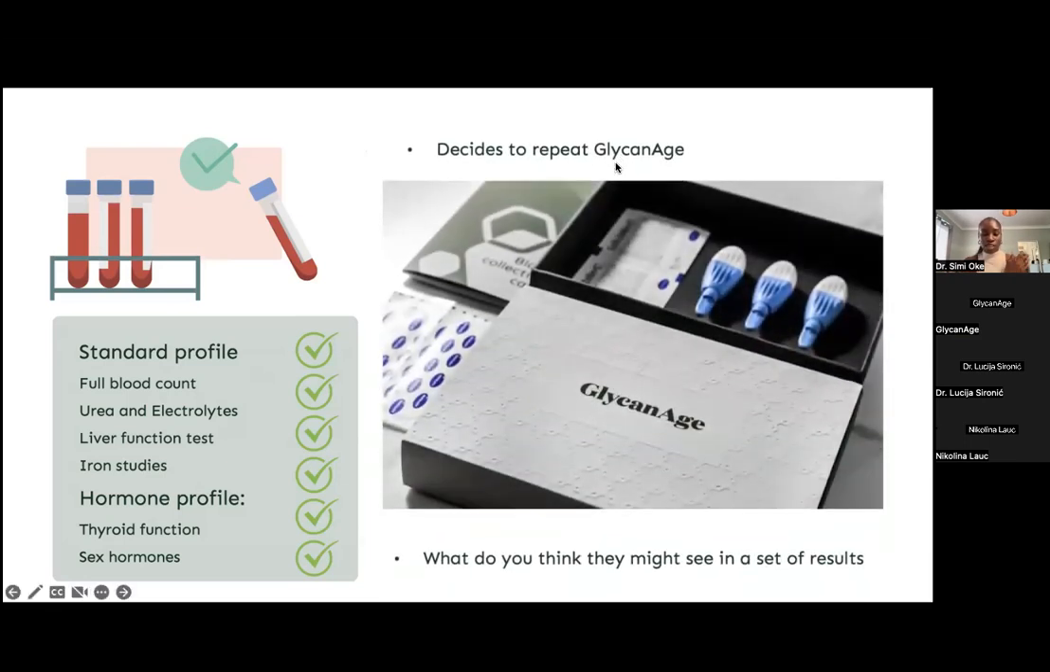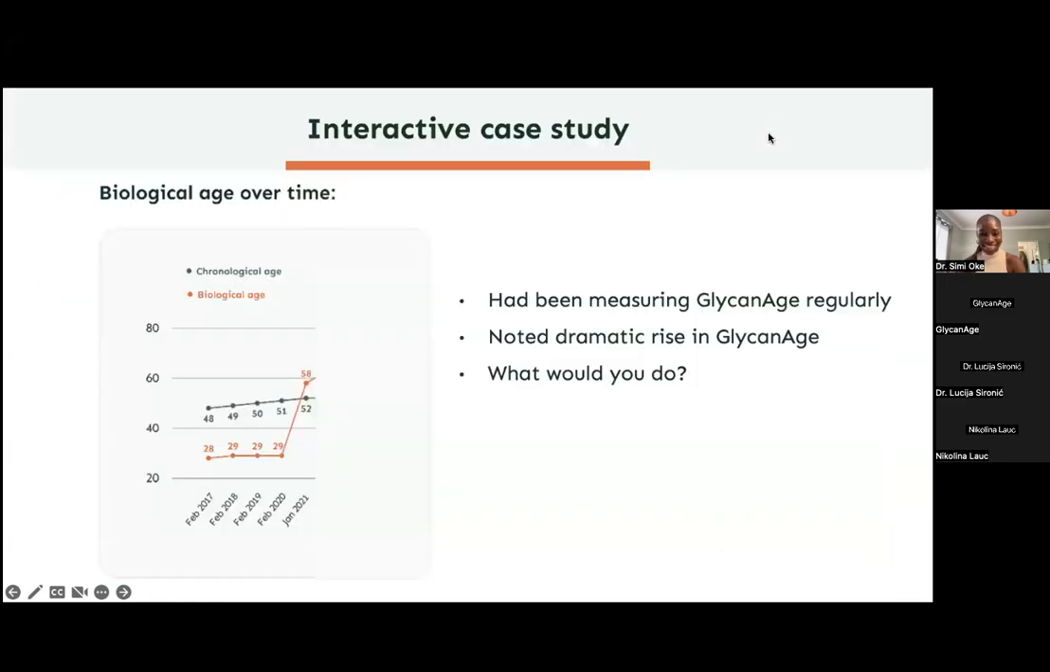So of course, this practitioner made a decision to do GlycanAge. This patient was already having their GlycanAge done. Feel free to put in the chat what you think the GlycanAge might show. I'm going to skip ahead and show you anyway.